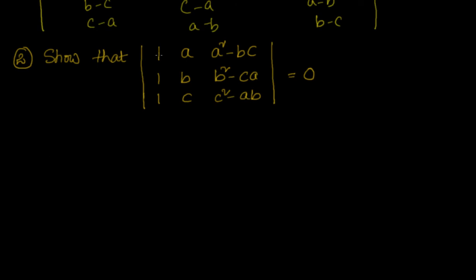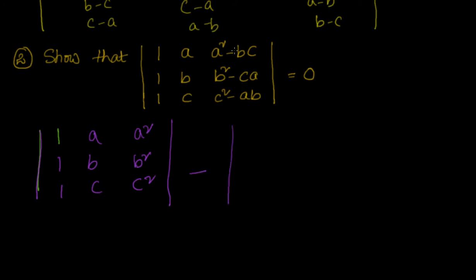But what I prefer to do now is, instead of applying transformations on the rows, I will try to divide this into two matrices. I will say the first is 1 1 1, A B C, A square B square C square, minus. Now this column I am going to divide into two columns. The remaining columns will stay as they are. That we know, right? So I'll have A square, B square, C square as it is here, and I'll have BC, CA, and AB.